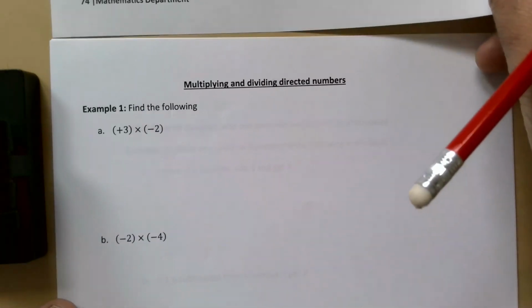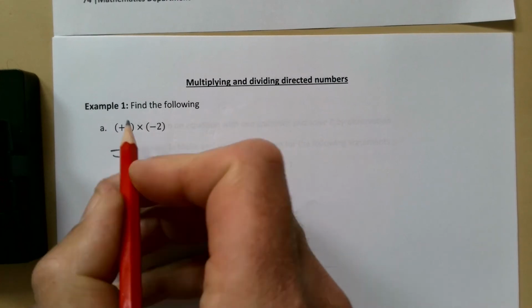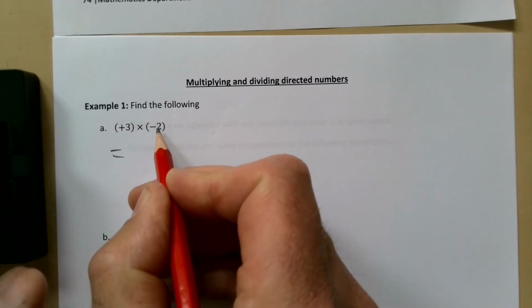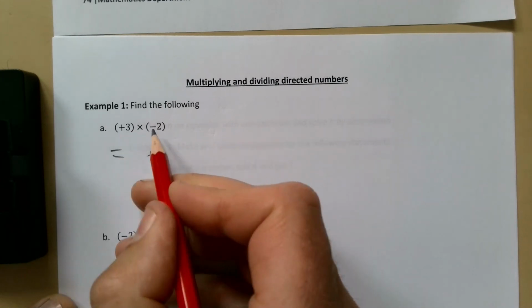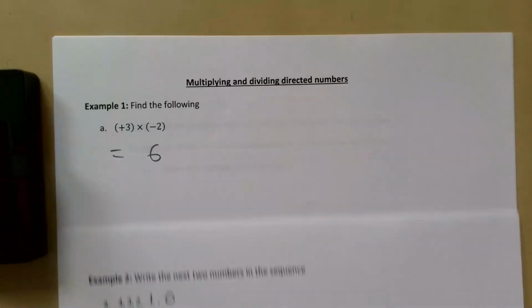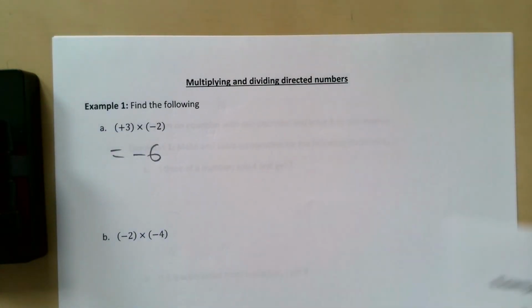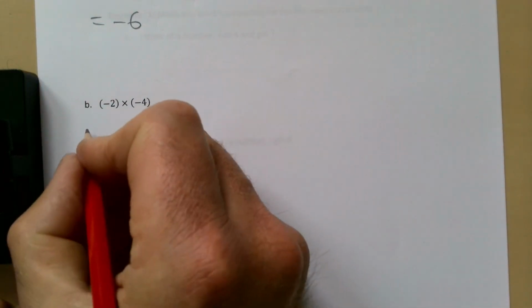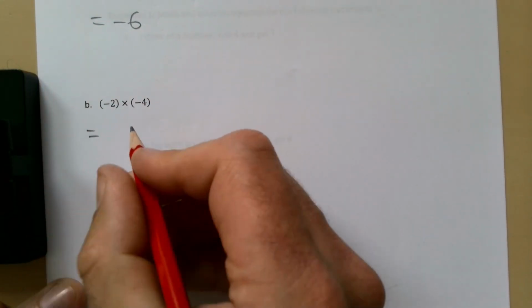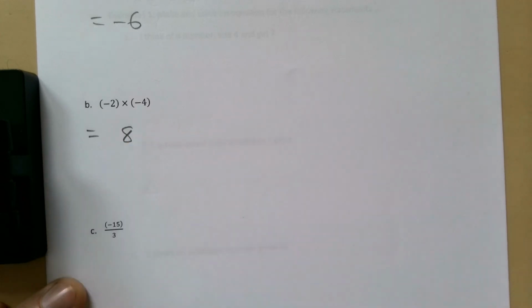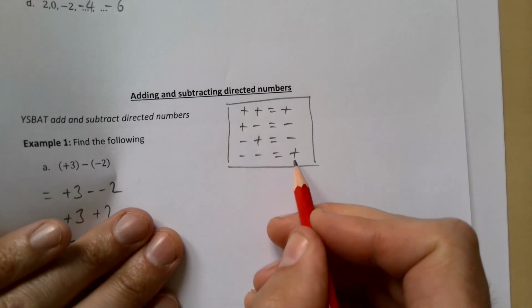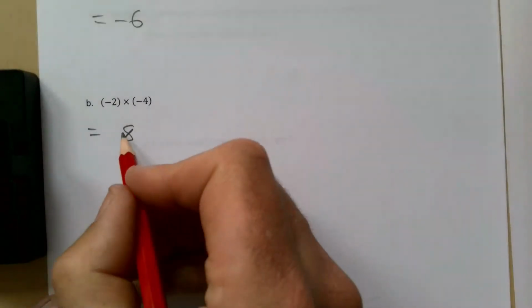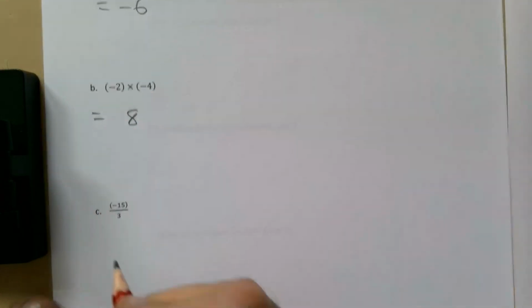So in this case, this is a positive number. This is a negative number. I ignore those to start with and I just do 3 times 2, and I get 6. Positive and negative. A positive and negative gives me a negative, so my answer then is minus 6. I ignore the negatives. I do 2 times 4 and I get 8. I look at my wee sheet. Negative and a negative gives me a positive, so I just keep that then as an 8.